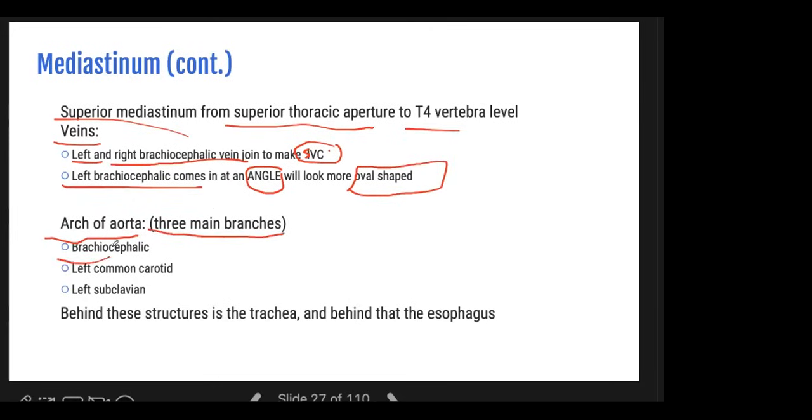Which are the brachiocephalic, the left common carotid, and the left subclavian. And behind these structures is the trachea, and of course behind that is the esophagus. So the esophagus is maybe the most posterior structure whenever you look at any cross section.